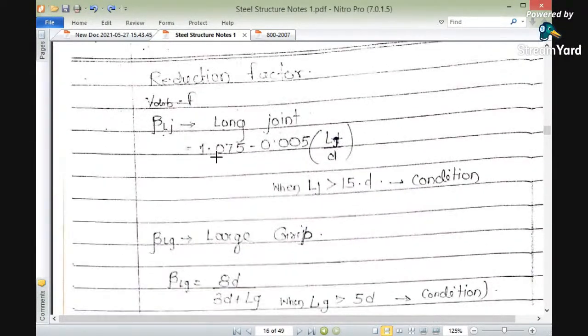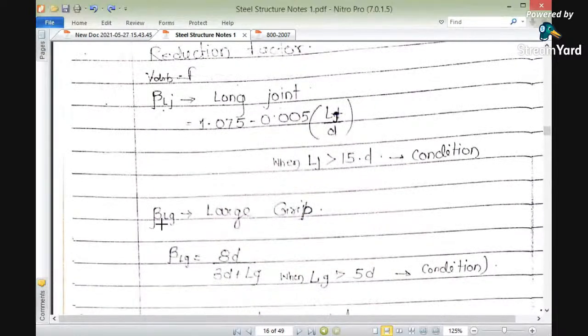Yes. So these are the reduction factors I've already shown you in the IS code. Reduction factors: beta LJ, it is for long joint; beta LG for the large grip; and beta PK for the packing plates.